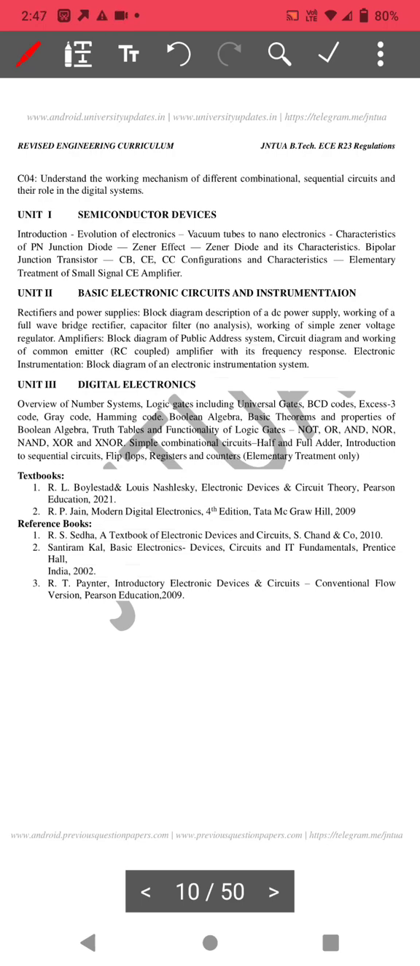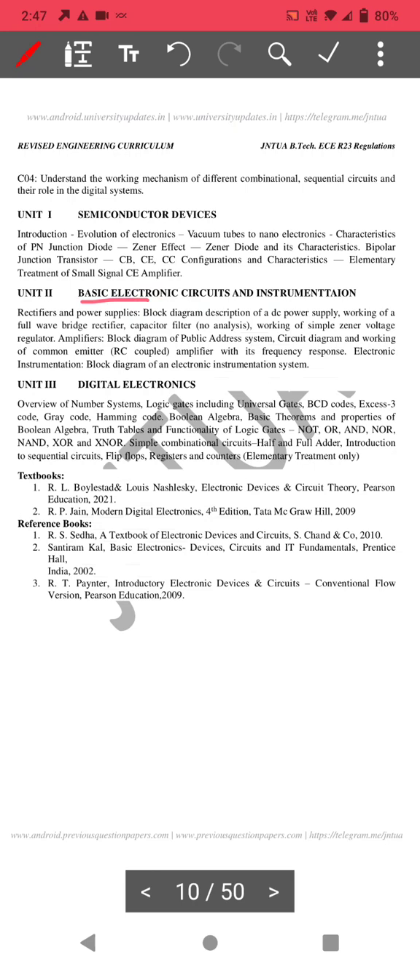Coming to part B in BEEE Unit 2 and 3, we'll now see the important questions, the important topics which may come in the external university examination. What are the important topics? Let us see. Basic electronic circuits and instrumentation is Unit 2 in part B, electronics.